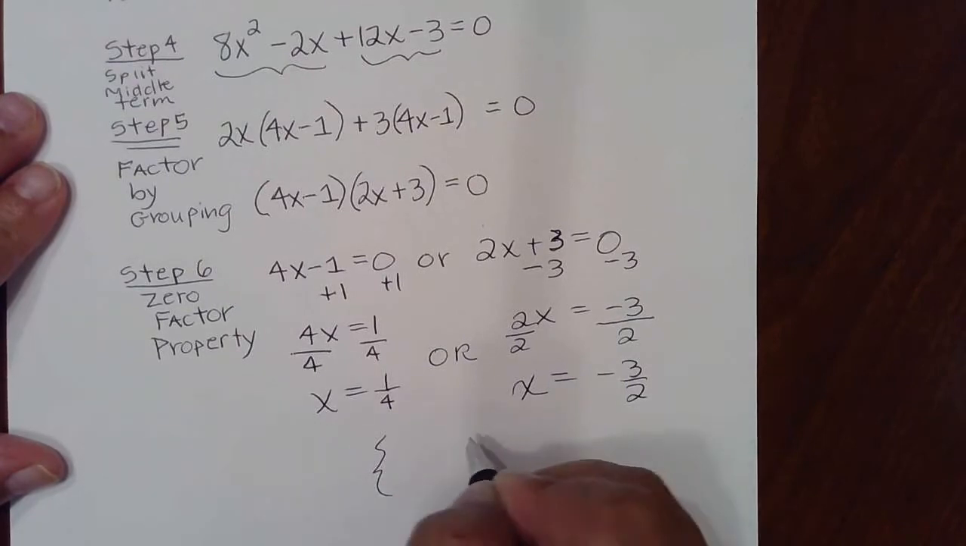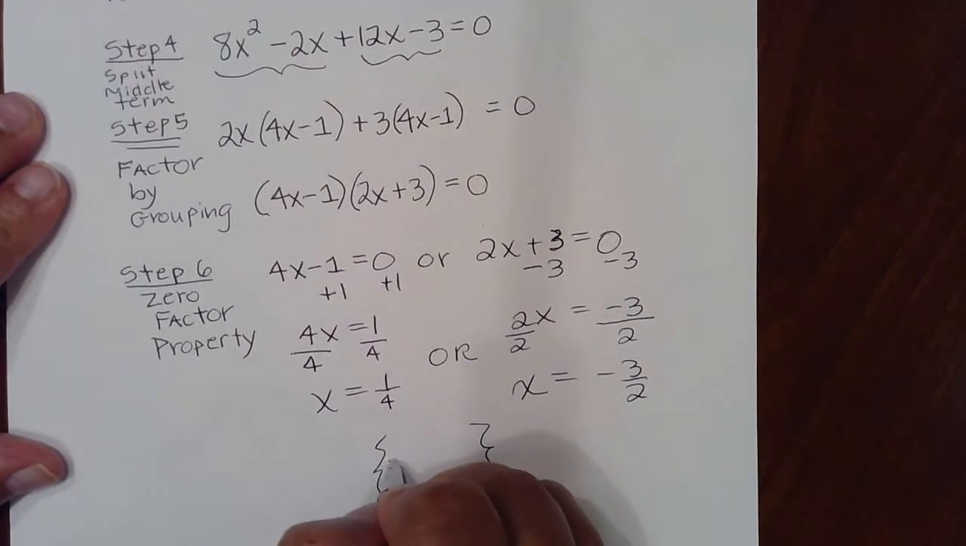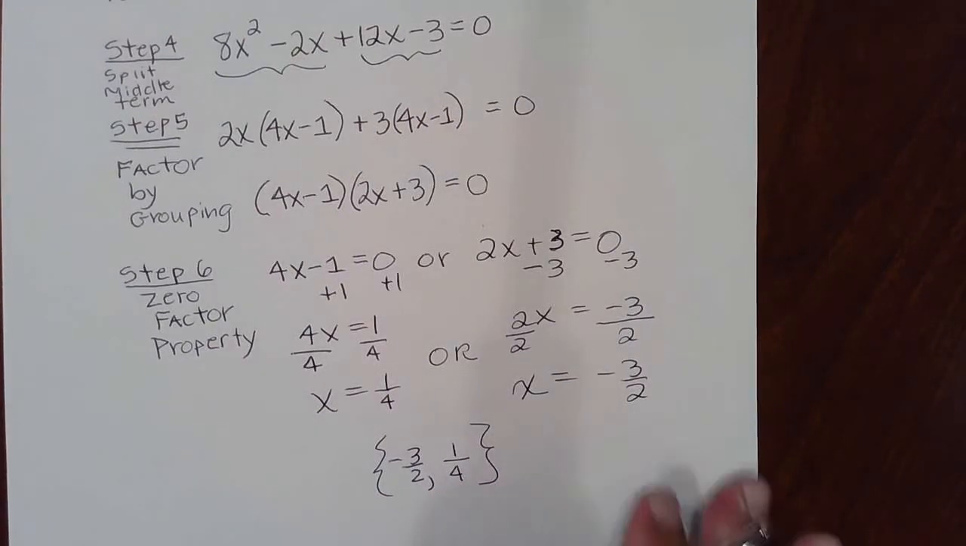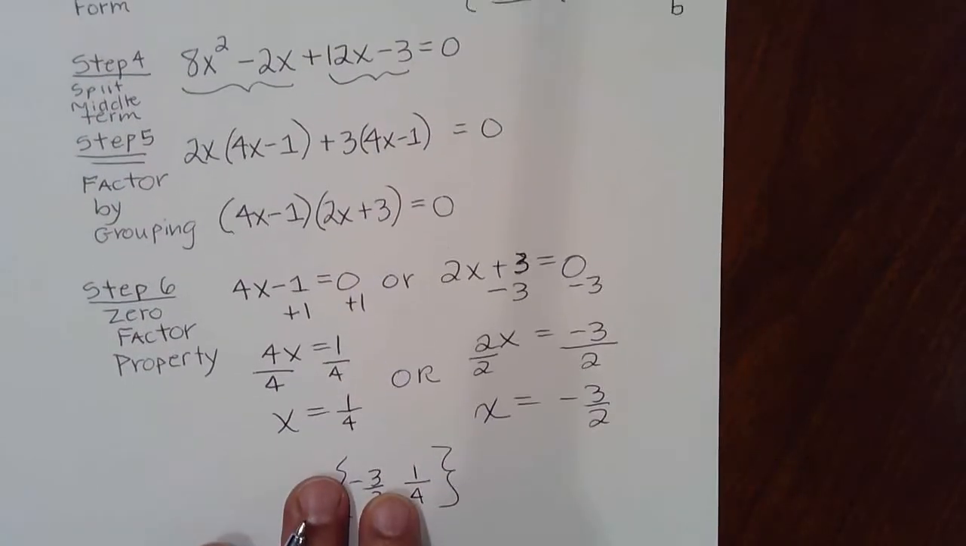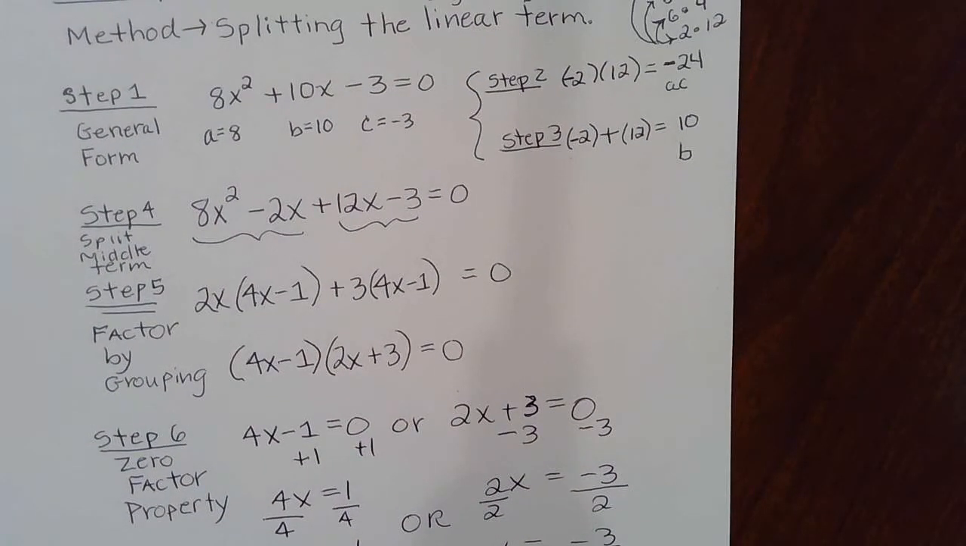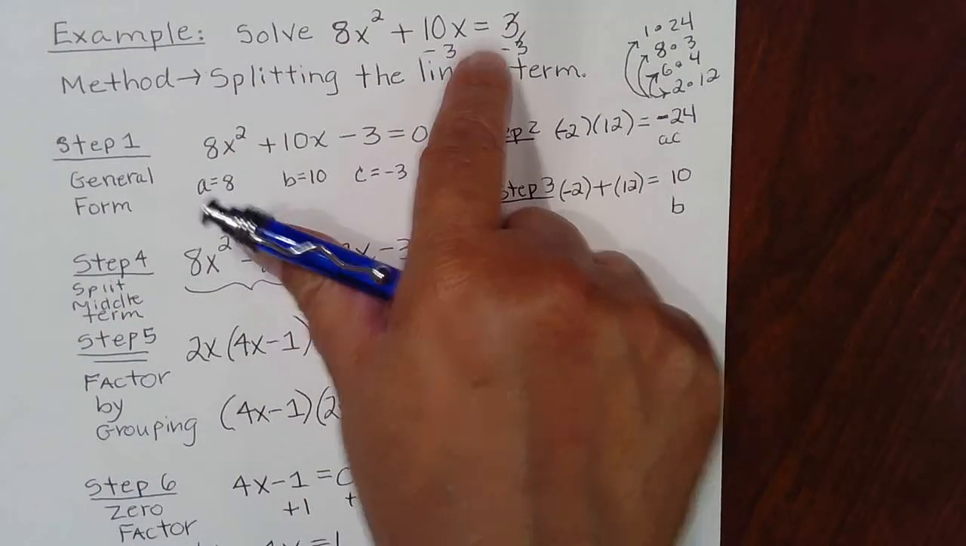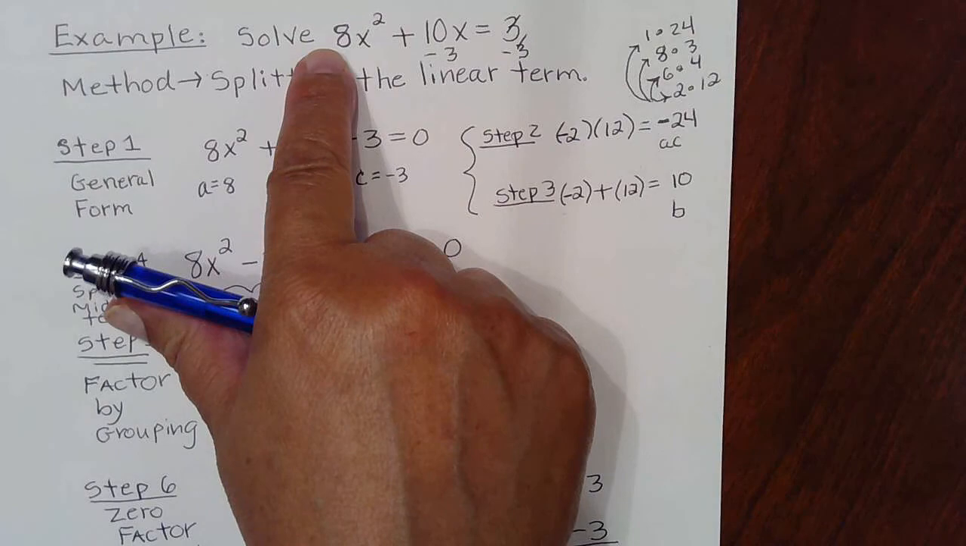And those are finally the two solutions, -3/2 as well as 1/4. And that completes the demonstration, a method called splitting the linear term used for a quadratic trinomial when the leading coefficient is bigger than 1.